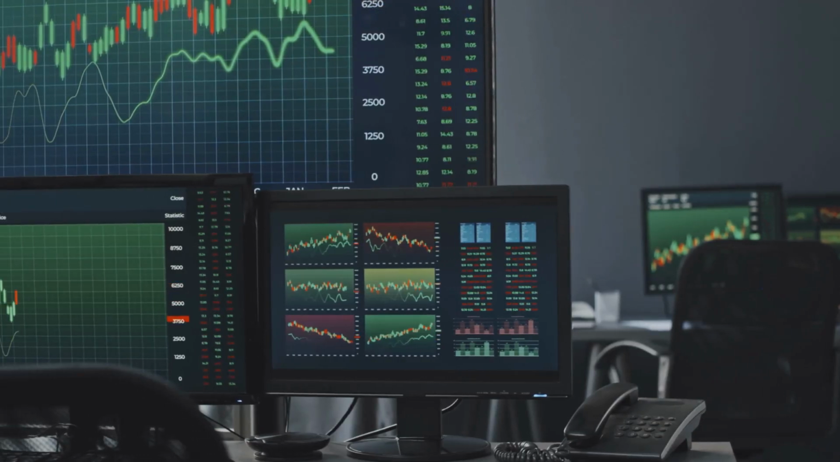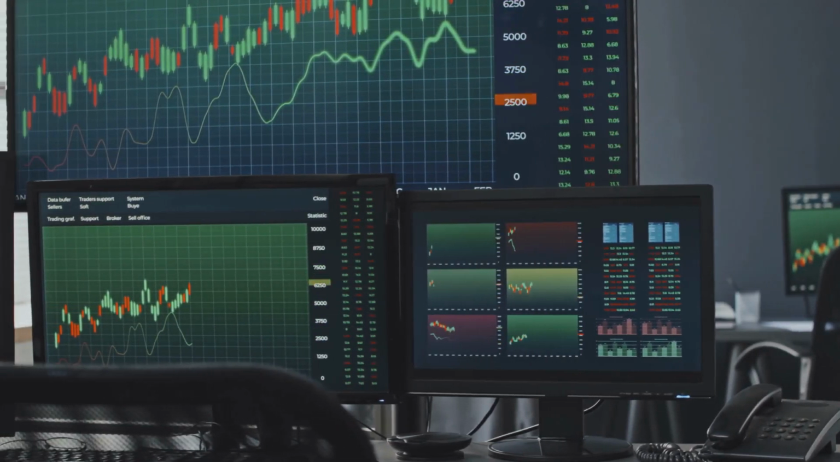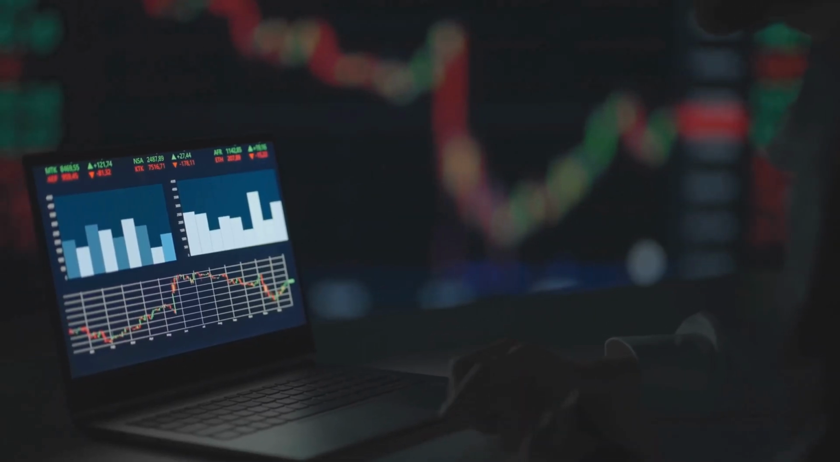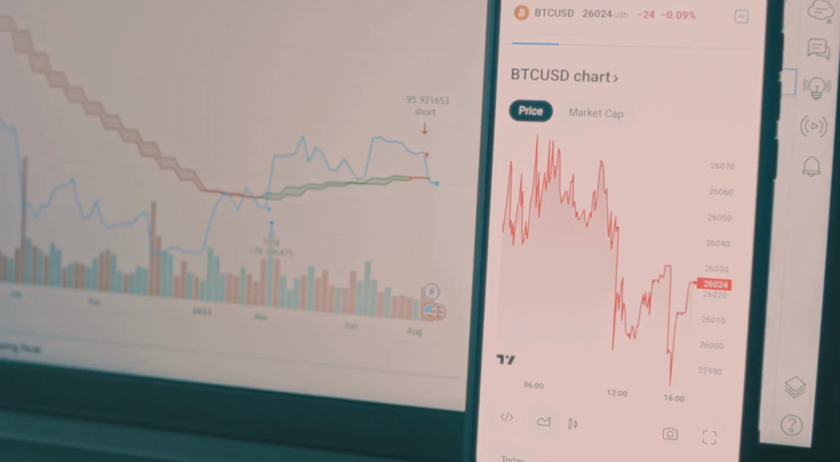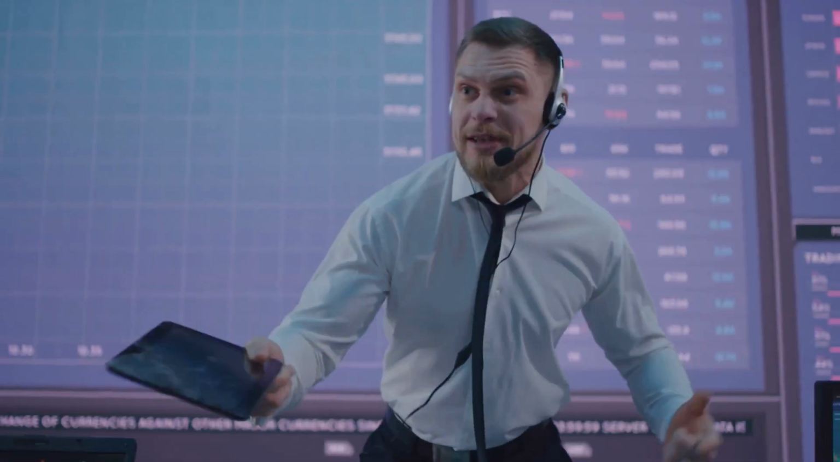The real power is when all timeframes align, called timeframe continuity. If the daily, hourly, and 15-minute charts all point up, your odds of success increase. If they disagree, it's a signal to wait.